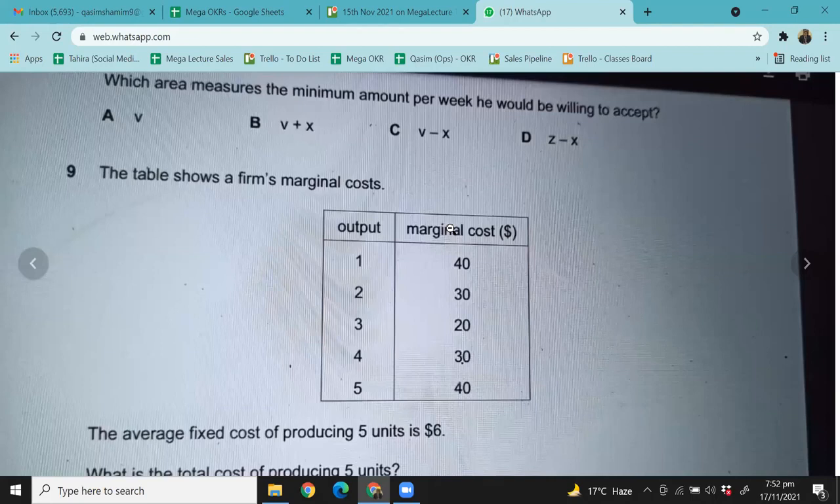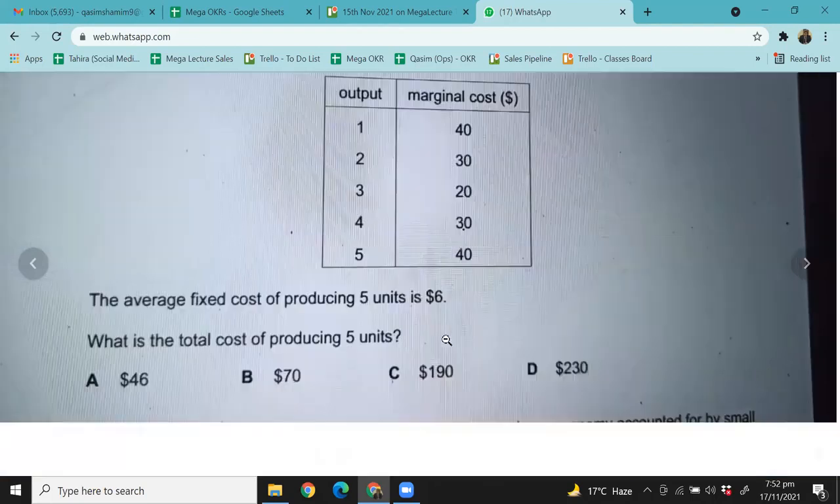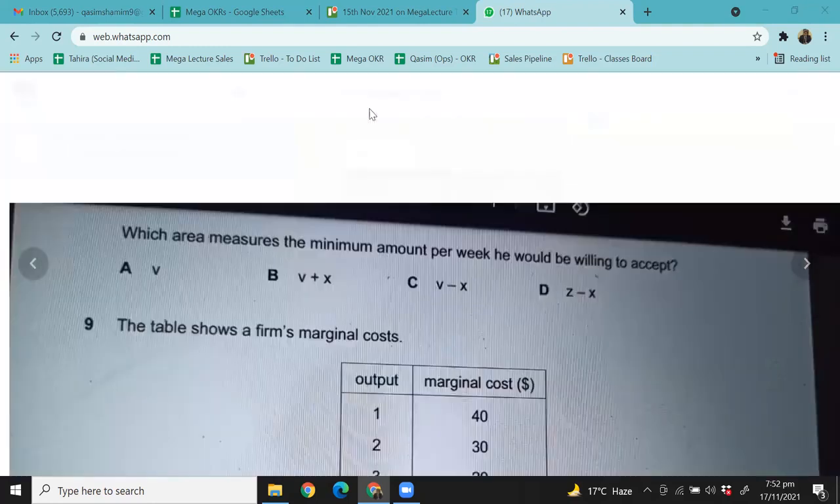Now the question says the table shows a firm's marginal cost. The average fixed cost of producing 5 units is $6. What is the total cost of producing 5 units?